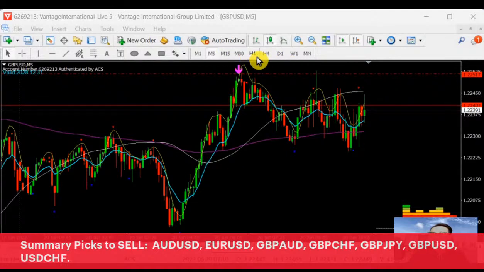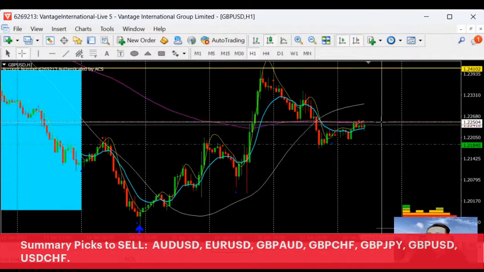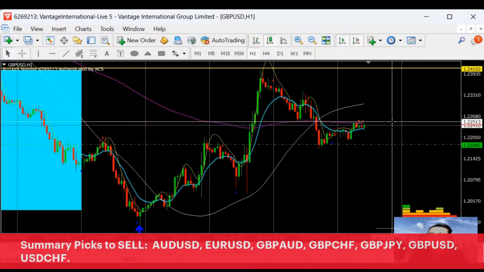Let's take a look at this part here. This is the Asian high over here where the resistance is. Tentatively, I'm looking at that this pound dollar will have a very good chance to come back for selling. This is where I'm looking at.